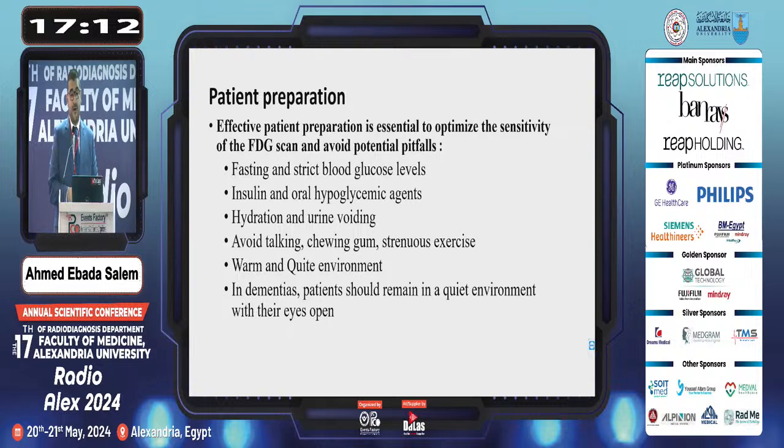Patient preparation is very important to maximize the sensitivity of the scan. A patient needs to be fasting and have an adequate blood glucose. Usually, we allow up to 250 milligrams per deciliter. We also need to time the insulin and oral hypoglycemic agents, and the reason is this PET tracer is similar to glucose. So if we have a high blood glucose or insulin medication, it will compete with the glucose and lead to altered biodistribution.